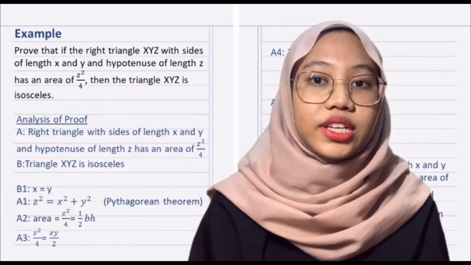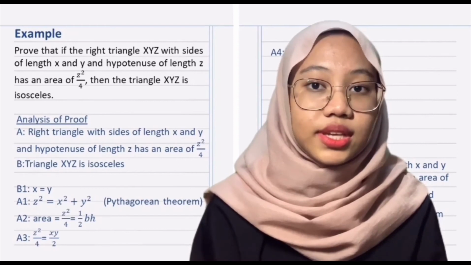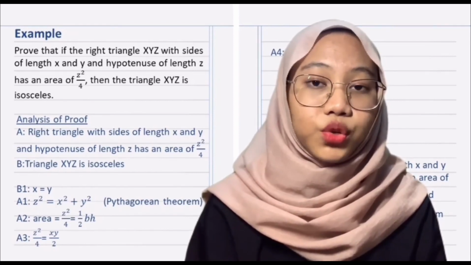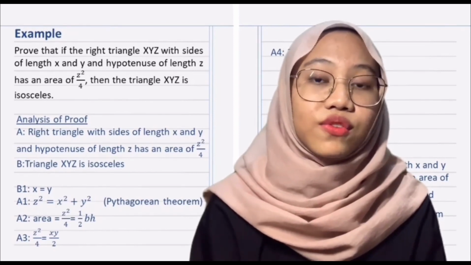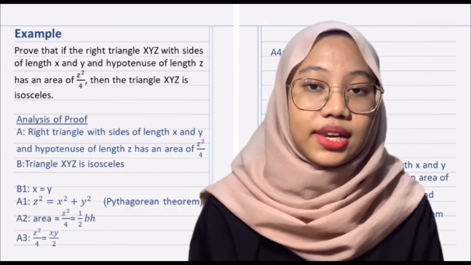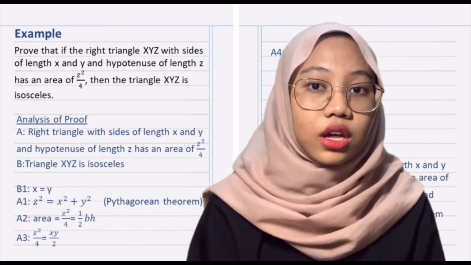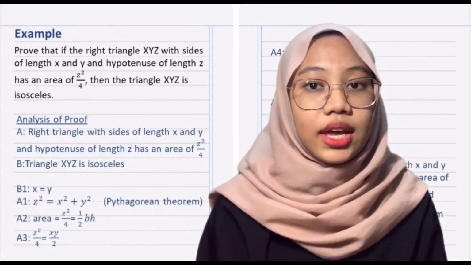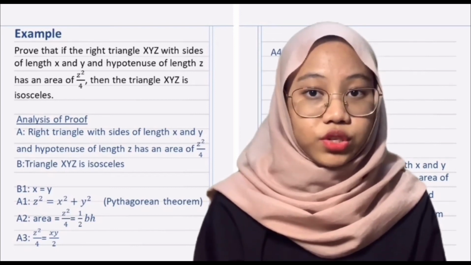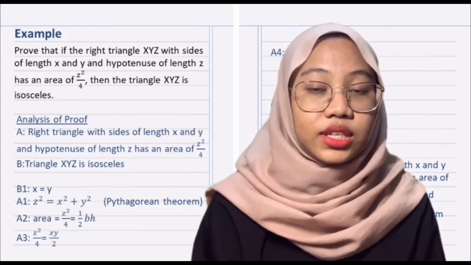Moving on to the next question. Prove that if the right triangle XYZ with sides of length x and y and hypotenuse of length z has an area of z squared over 4, then the triangle XYZ is isosceles. Just like the previous question, we are going to identify the hypothesis and conclusion A and B. Apply the backward process to create a new statement B1, which is x equal to y.